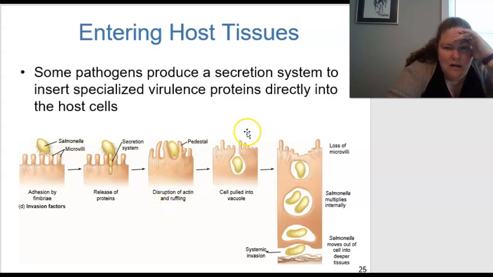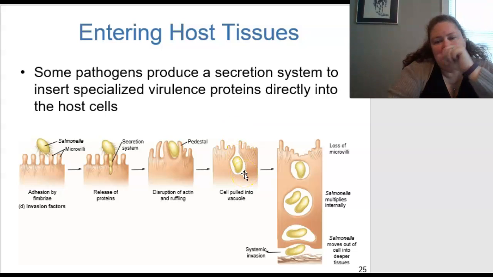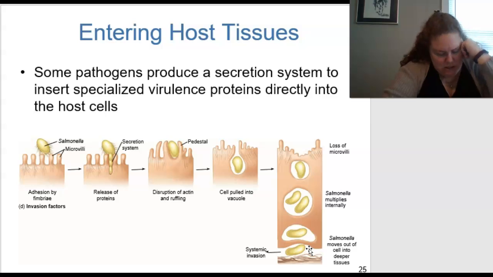Okay, and then the cell is going to be engulfed or pulled into the vacuole, like a vacuum, pulling it in. And then the microvilli are going to die. Then the Salmonella, in this case, is going to multiply internally, and then it moves out of the cell and goes into the deeper tissues. And so this is one way that it can invade or enter host tissues.